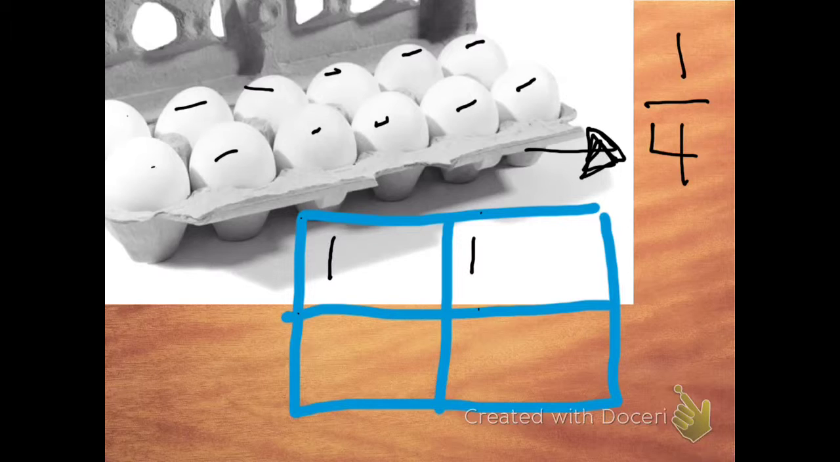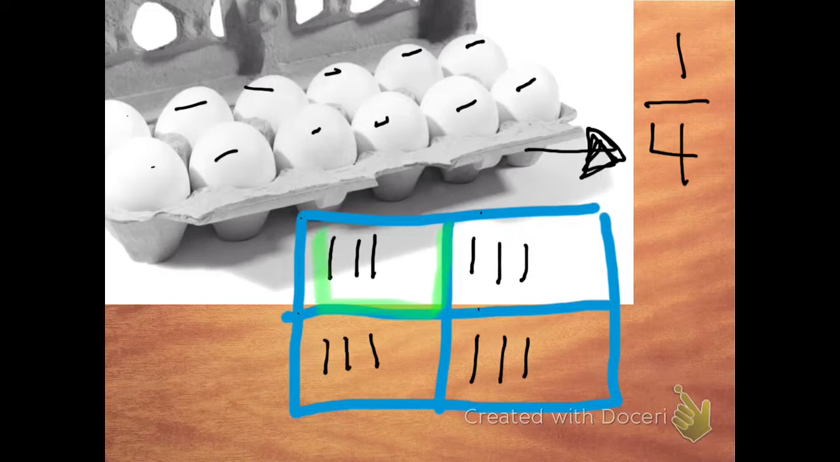1, 2, 3, 4, 5, 6, 7, 8, 9, 10, 11, 12. Now what I want to know is how much there is in 1/4. That means 1 box. This is the part of the whole that I'm talking about. And if I look, I can see that there are 3 eggs in each box. So 1/4 of a dozen would be 3. So my answer would be I used 3 eggs.